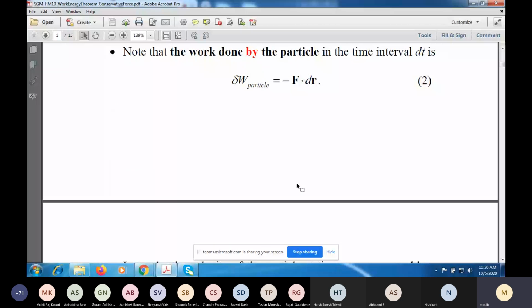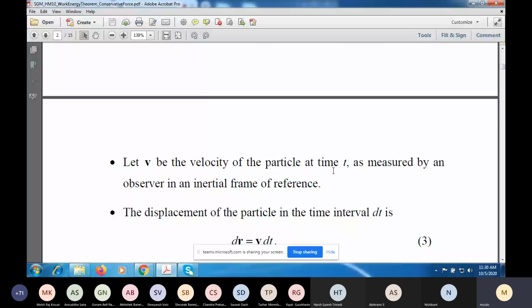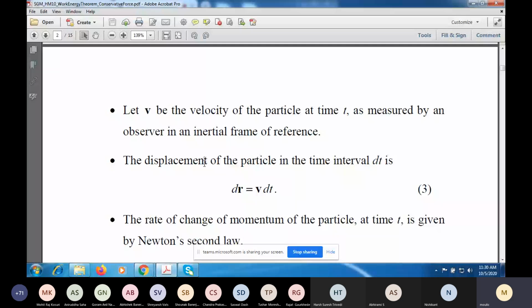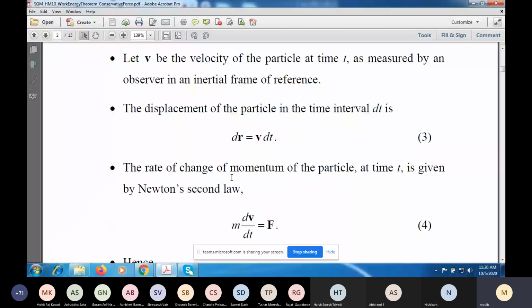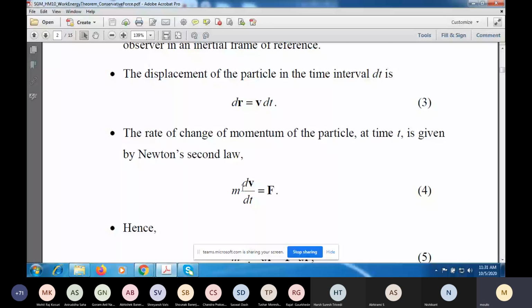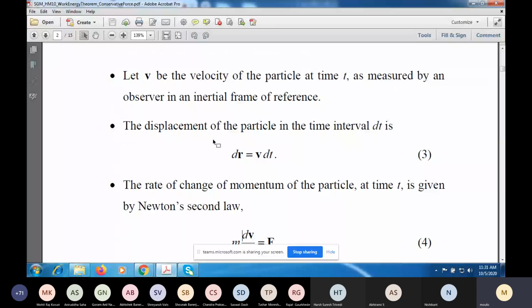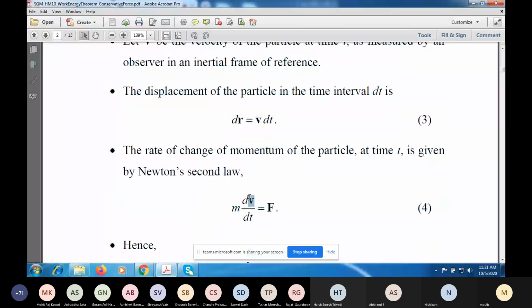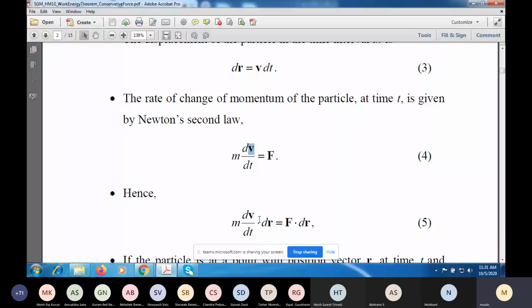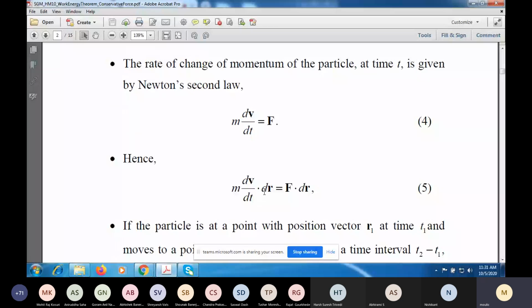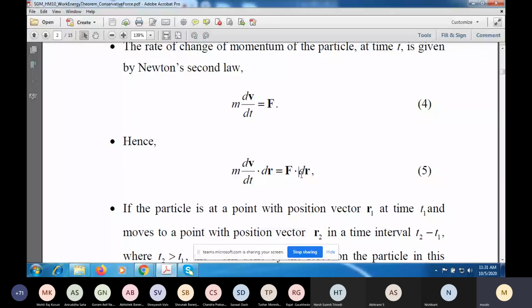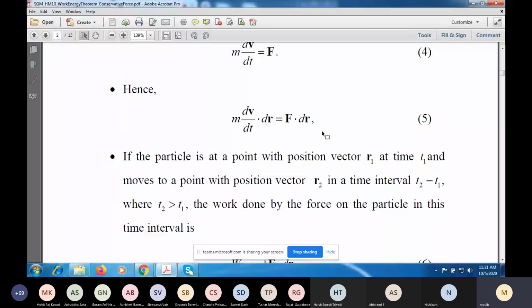Now let v be the velocity of the particle at time t, as measured by an observer in an inertial reference frame. The displacement of the particle in this time interval dt, as seen by the same observer, will be dr equals v dt. And the rate of change of momentum is given by Newton's second law. Since we are taking an inertial frame, we can apply Newton's law with the velocity measured in that frame. Okay. Now, this is a vector equation. If I take the scalar product of each side with dr, mathematically you will have a simple equation, m dv/dt dot dr equals F dot dr. So if this symbol dr represents the displacement of the particle, then this right hand side is the work done by the force when the particle moves from position r to r plus dr.